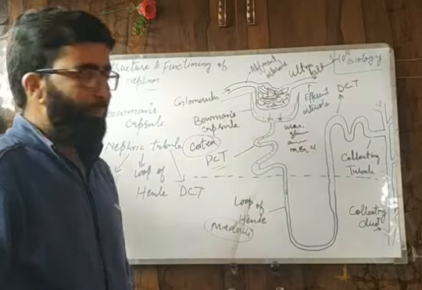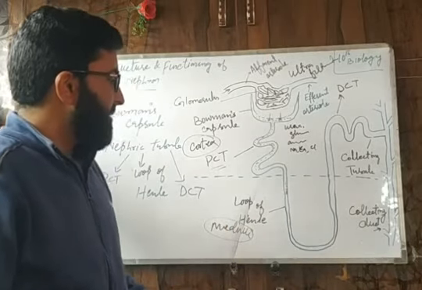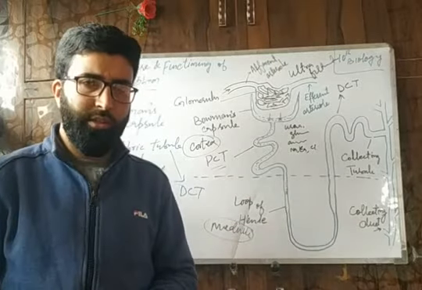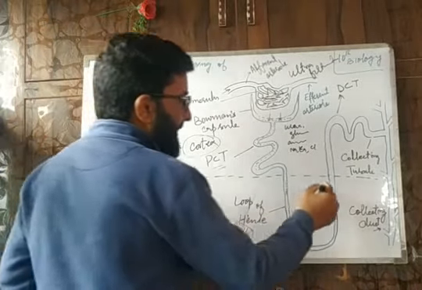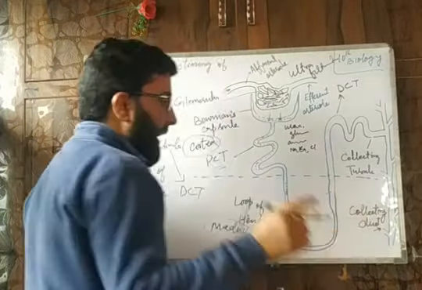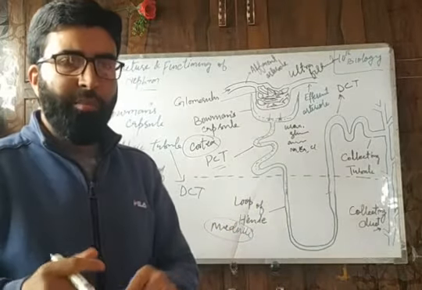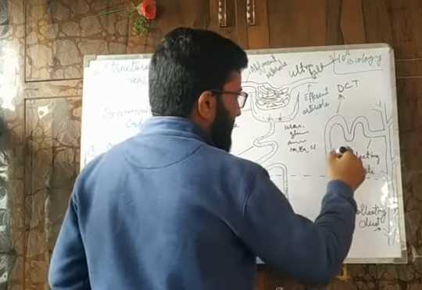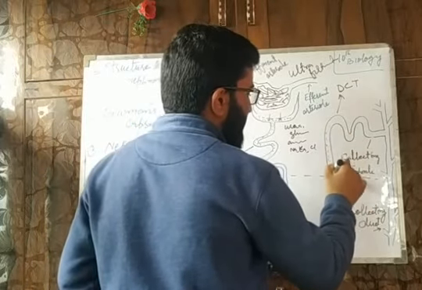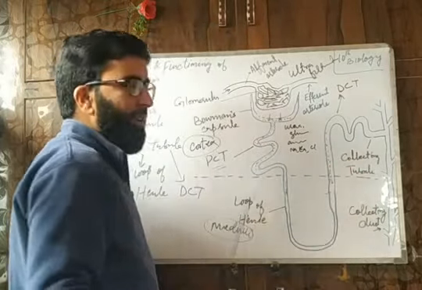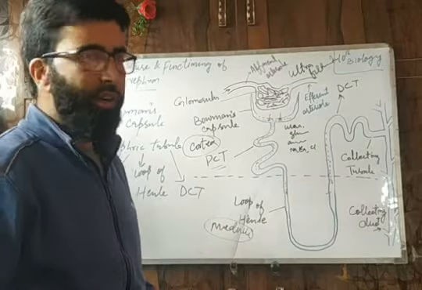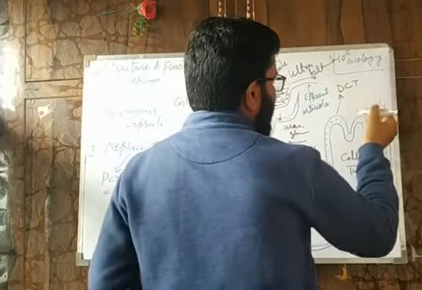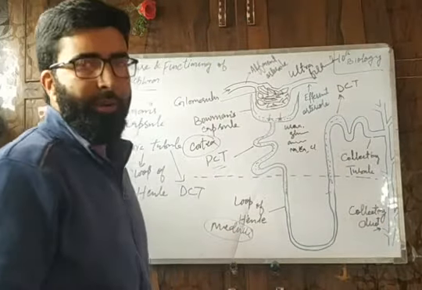loop of Henle. This descending limb is permeable to water but impermeable to salts, and this ascending limb is impermeable to water and permeable to various salts. And then it reaches here, the DCT. This filtrate now mainly consists of urea, various salts, and water. Here in the DCT, water gets reabsorbed back into the blood.